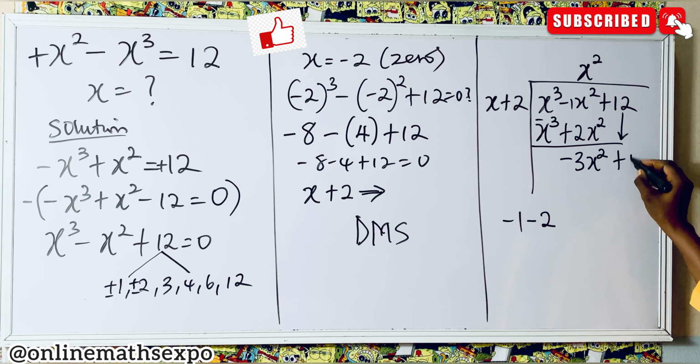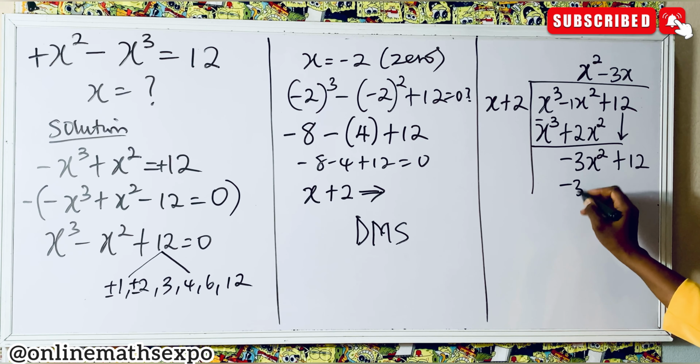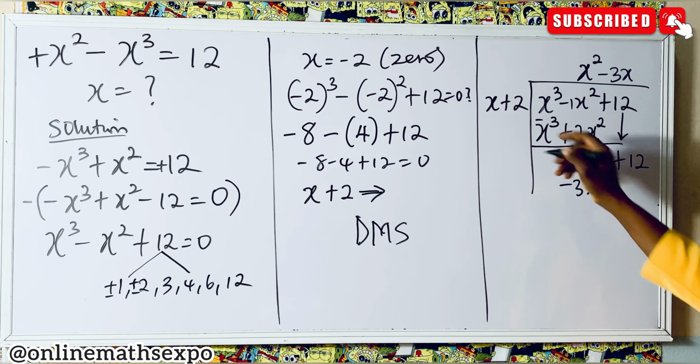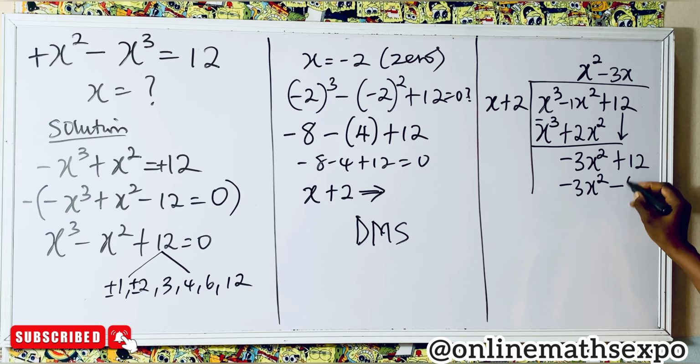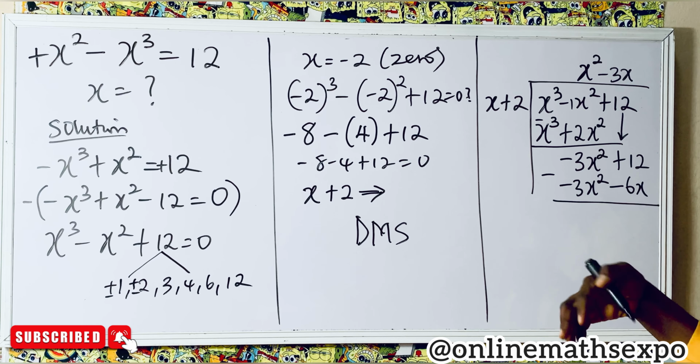So you return your 12. At this point, repeat the cycle. Use this to divide to give us -3x. Multiply. You have -3x squared. And this will give us -6x. So you subtract. If you subtract, this is gone.